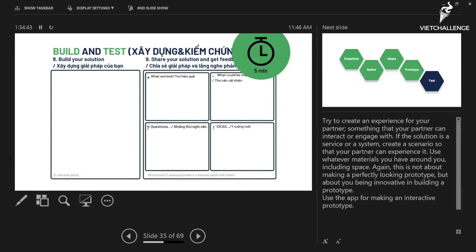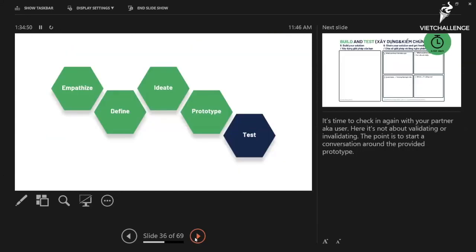Okay, so this was the final stage that we're gonna do in this exercise. If we had a little bit more time, we would actually build a prototype and have a little bit more extended, but because we have very limited time left, I'm gonna try to rush through the rest of the workshop.